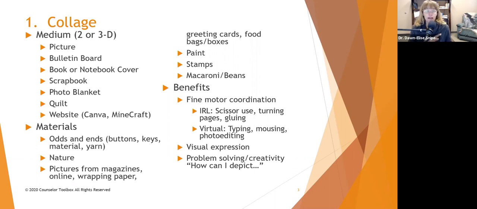It can be dried leaves, it can be flower petals, it can be just about anything. It's just whatever the person's imagination can reach out to in order to represent whatever they're trying to communicate. You can use materials from nature. Go outside, find pine cones, and you can even do a collage on a pine cone.